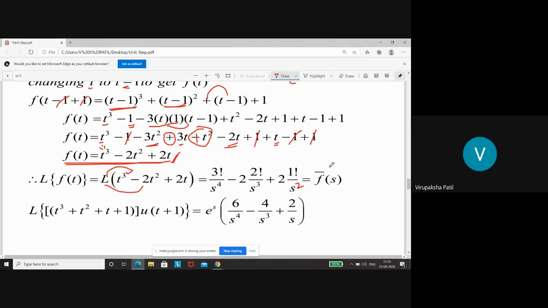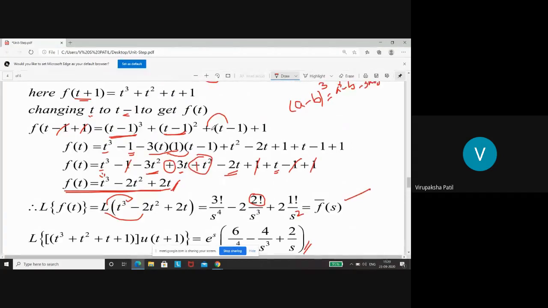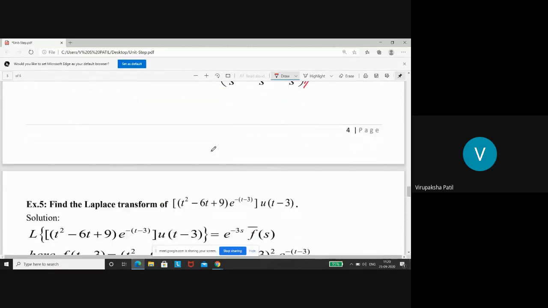So further, if you simplify, this is your f bar s. Laplace transform of t cube minus 2t square plus 2t is equal to e to the power minus s into 3 factorial, that is 6, divided by s raised to 4, minus 2 factorial is 2 only, so 2 into 2 is 4, divided by s cube, plus 2 into 1, that is 2, divided by s. This is the final answer. I'm sorry, there are some typing mistakes. I'll make that correction. But I hope these problems are clear now.